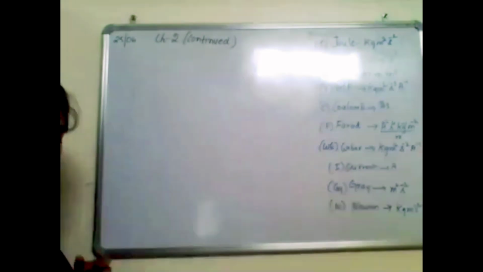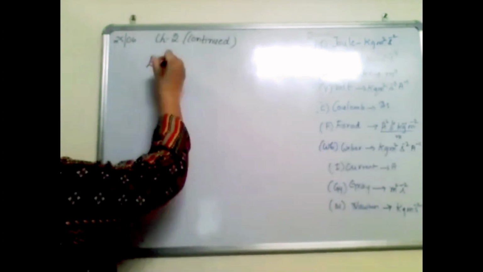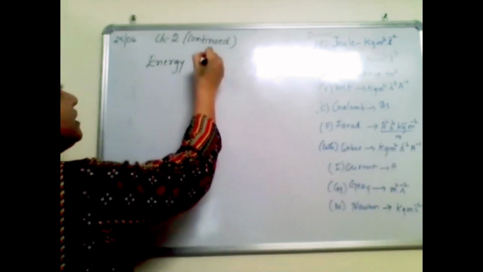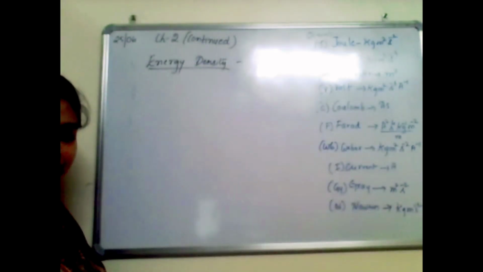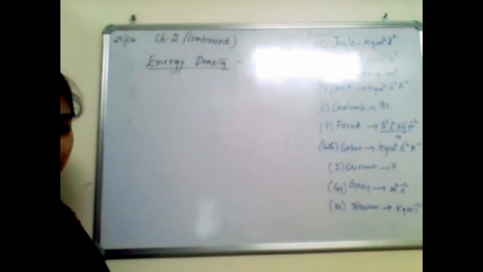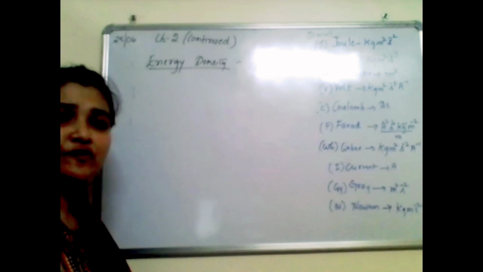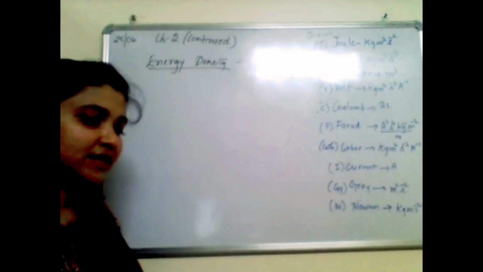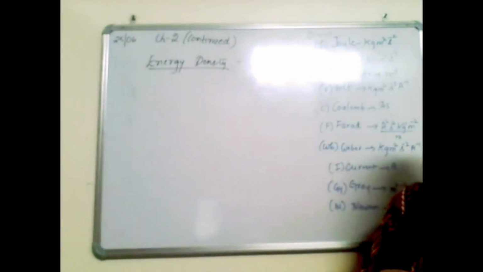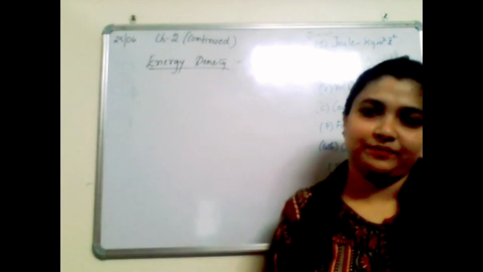Now let's go ahead with the next quantity, that is energy density. What is density? Mass by volume. Very good. Can somebody give me an example for density? Why does a needle sink but a ship float?